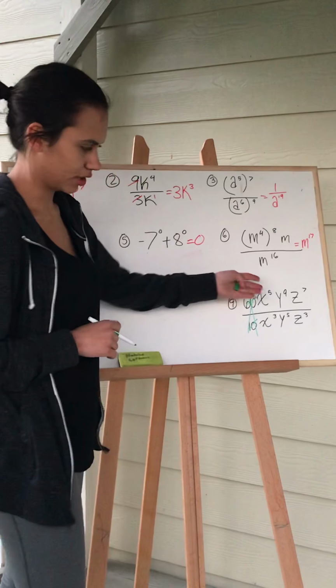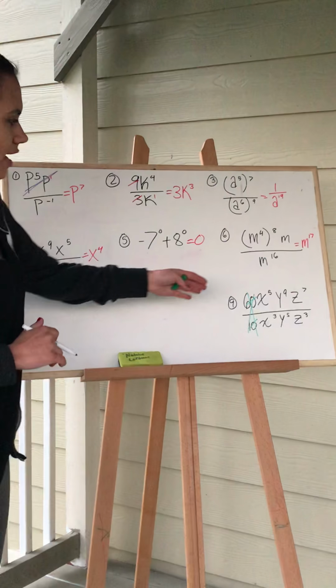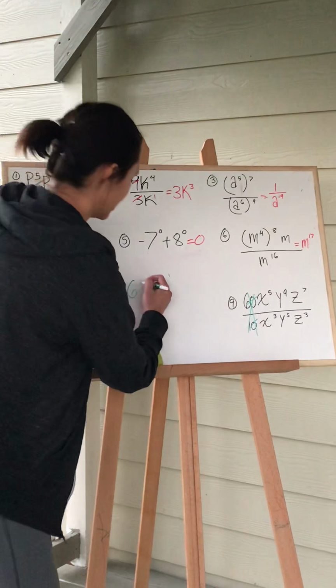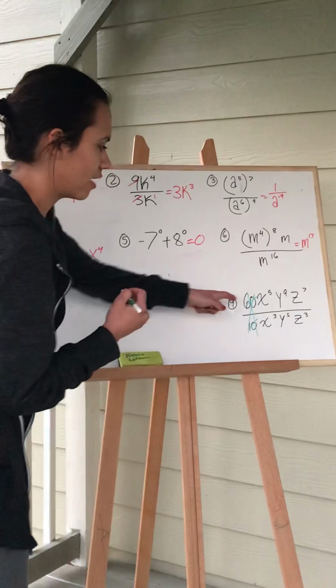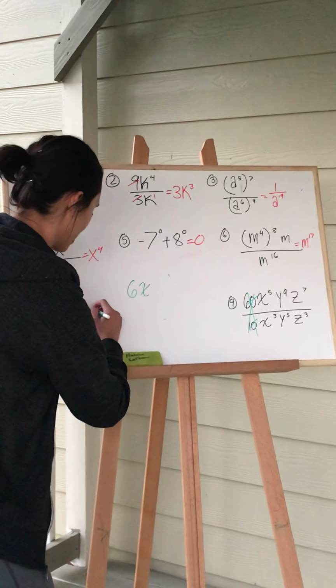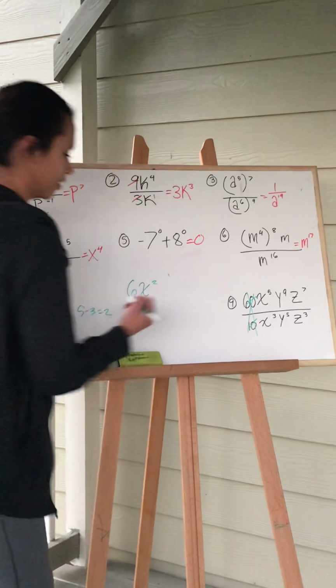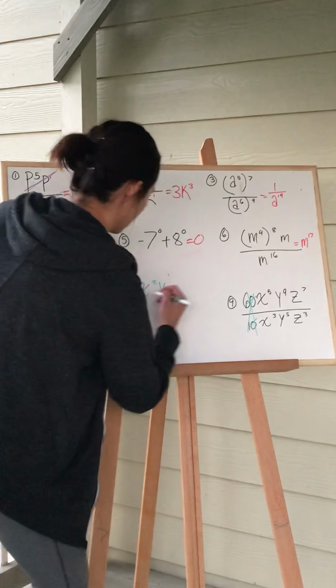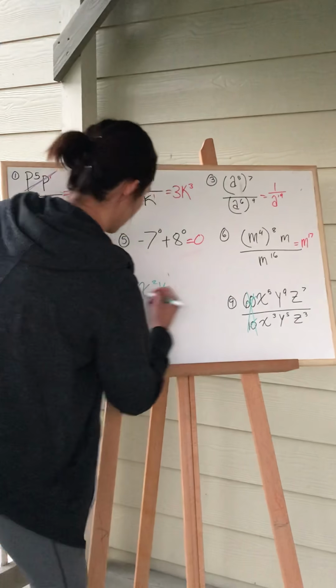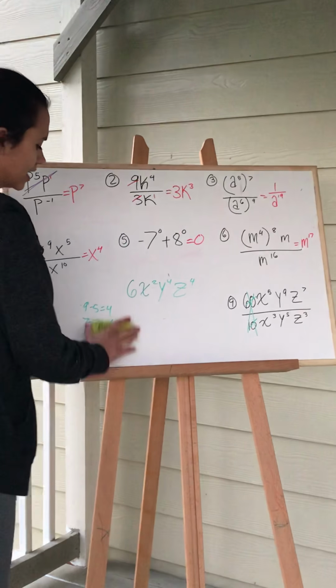The top numbers are all bigger. Either way, even if they were smaller, what we would be doing now is the quotient rule. So we have X, 5 minus 3. 5 minus 3 is 2, so we have X squared. And then Y, what do we have for Y? We have 9 minus 5 equals 4, so we have Y to the 4th. And then we have Z, 7 minus 3. 7 minus 3 equals 4 again. So Z to the 4th. All right, so that is the answer.